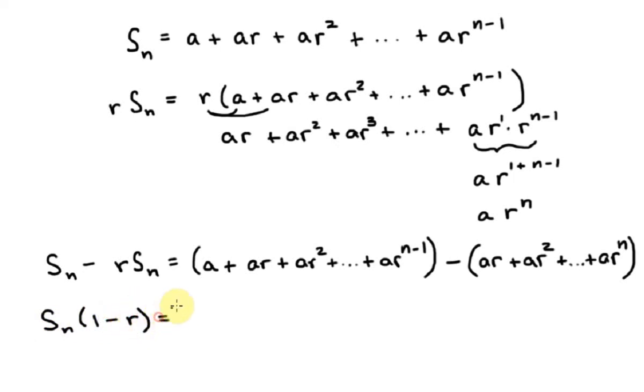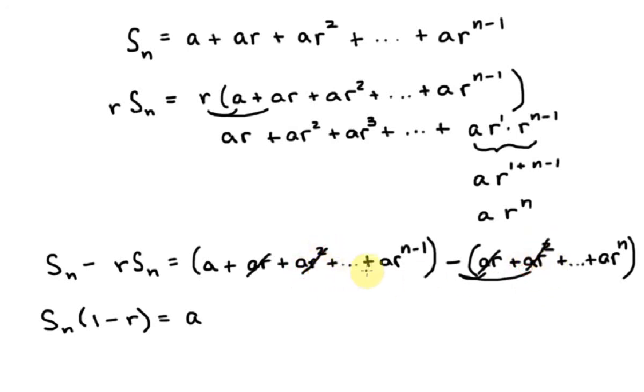Now, what about all these terms on the right that are like terms? Well, there's only one a. There's nothing we can combine with that a, so that's this guy here. But here I have a positive ar, and over here I have a minus ar. Well, guess what? These guys cancel. Then I've got a positive ar squared, and over here I have a minus ar squared. So guess what? Those guys cancel.